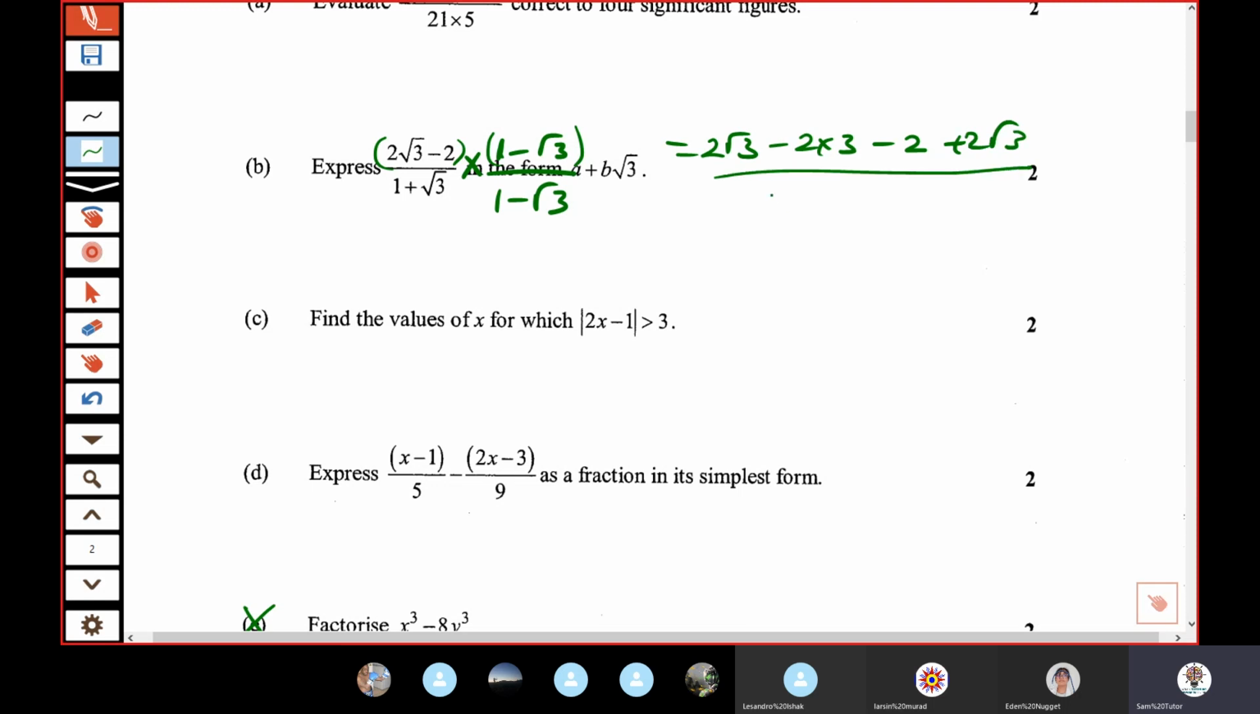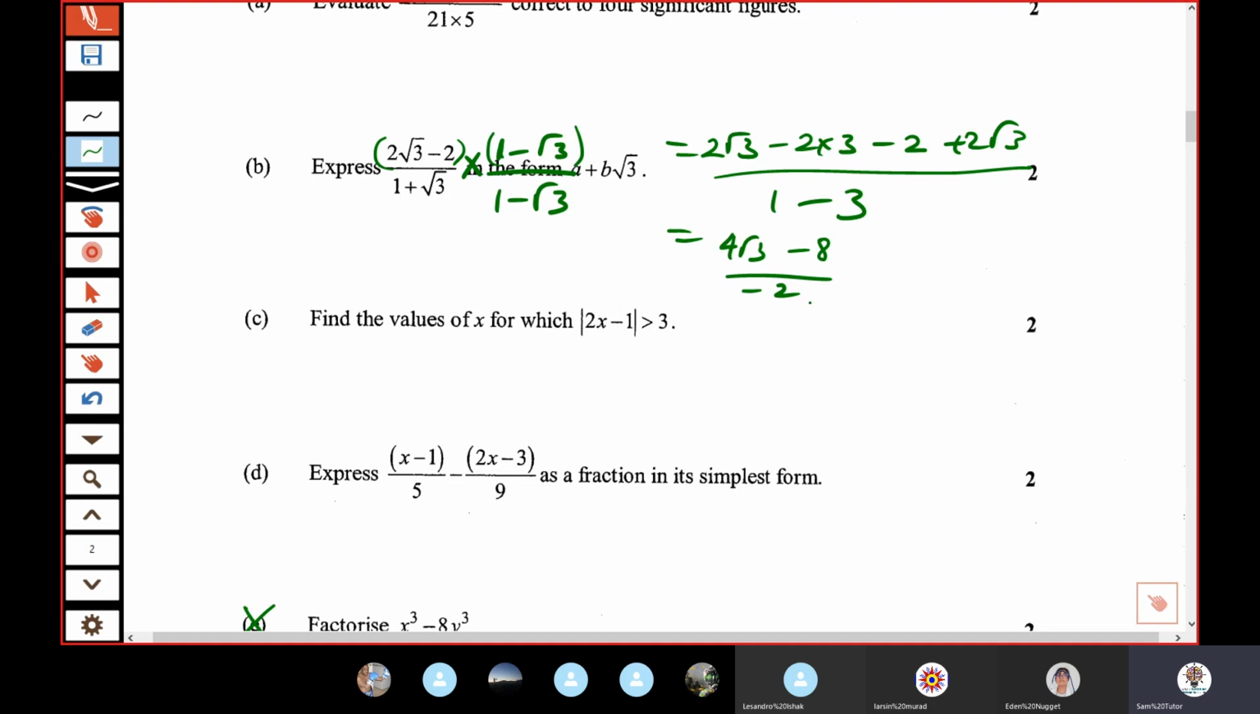I'm not doing anything fancy. 1 minus root 3 is 3. Do you kind of understand what I've done there? Yeah. Just expanded really, right? And then 2 root 3 plus 2 root 3, 4 root 3, minus 6 minus 2 is minus 8 on negative 2. And you can see you can factorize, you can cancel out a negative 2 from all three numbers here. So we might as well do that.